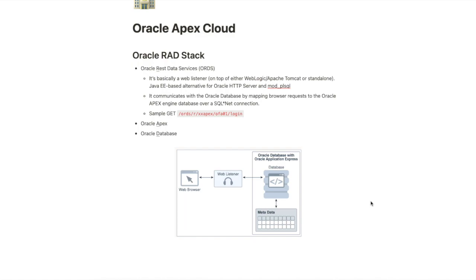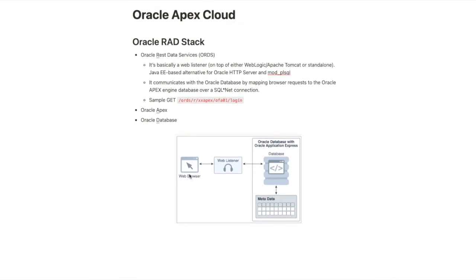So before we go into further details on what Oracle Apex is all about, I wanted to give a brief introduction on the Oracle RAD stack. So basically, for all the web applications out there, if you look at this diagram, you would at least need a web browser that the user can interact with, and then you need a web server that can process these requests, and then you need a data store, which is like a database that can store the data and enable the retrieval mechanisms for the data to again show it back to the user in the web browser.